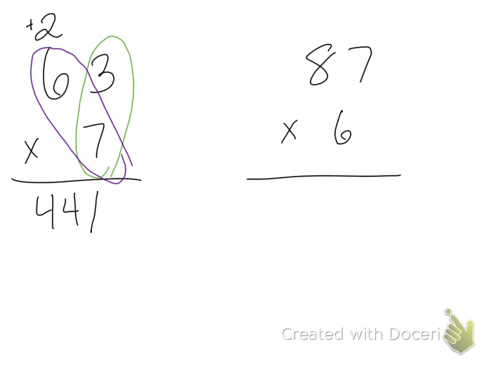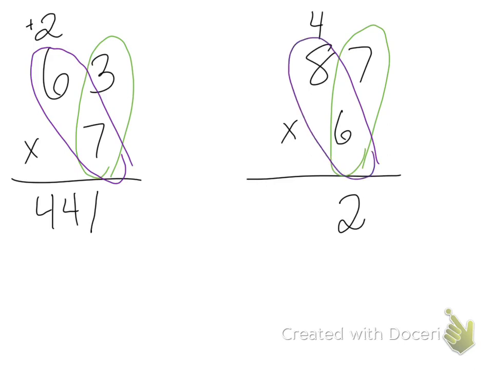On 87 times 6, we start with the ones column. So 6 times 7, which is 42, and I carry my 4. And then I do 6 times 8. 6 times 8 is 48, plus 4 is 52. So my answer is 522.